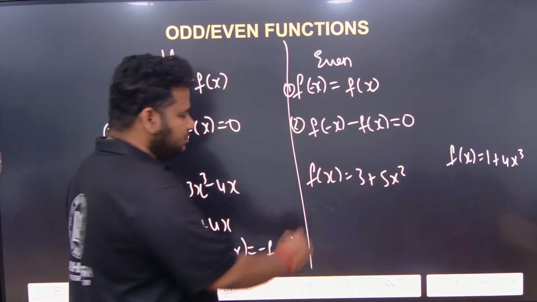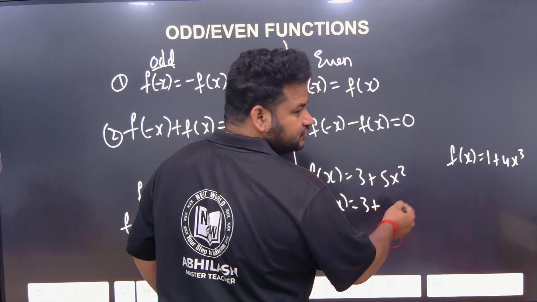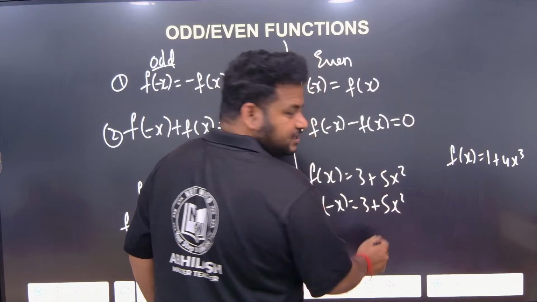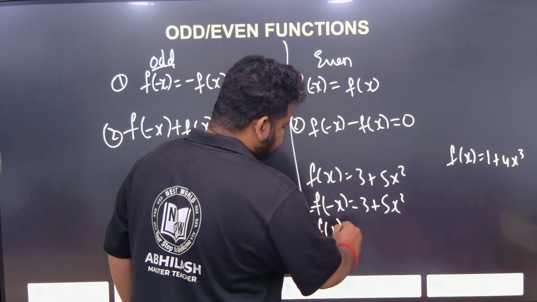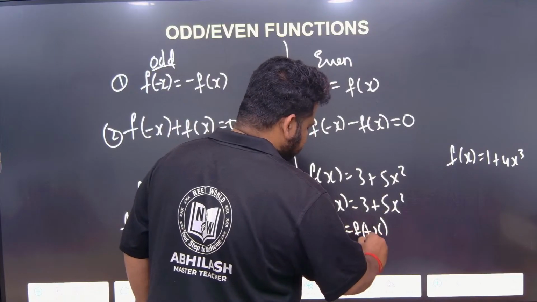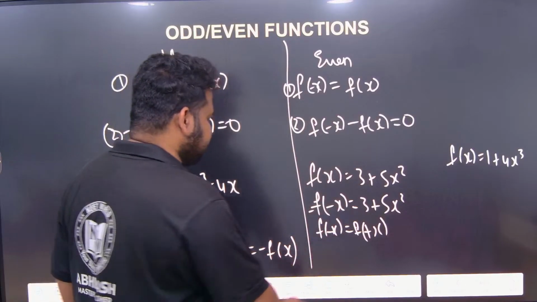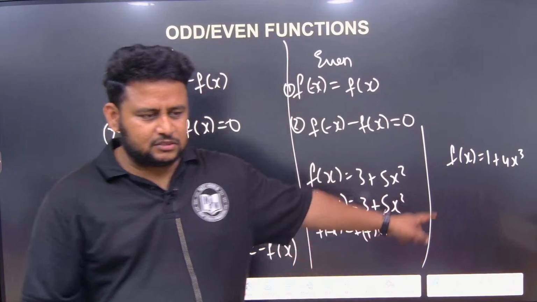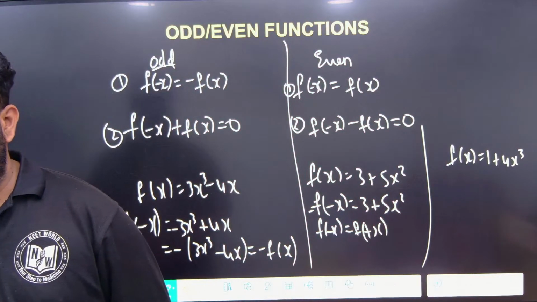Okay. Now same thing, for x I will put minus x. So f of minus x, if I put here, what will I be getting? 3 plus 5 into minus x square, and minus x square is x square itself, 5x square, understood Ritika? So this will become 3 plus 5x square. So f of minus x is equal to f of x itself. F of minus x is equal to plus f of x. This is even. Now try for this one. Odd. This is odd. Okay. Please try again. Think again.